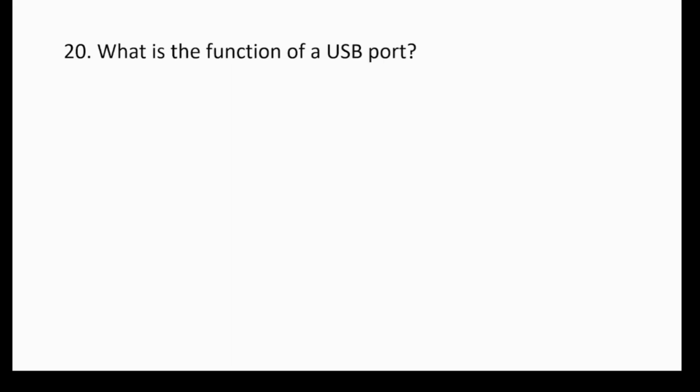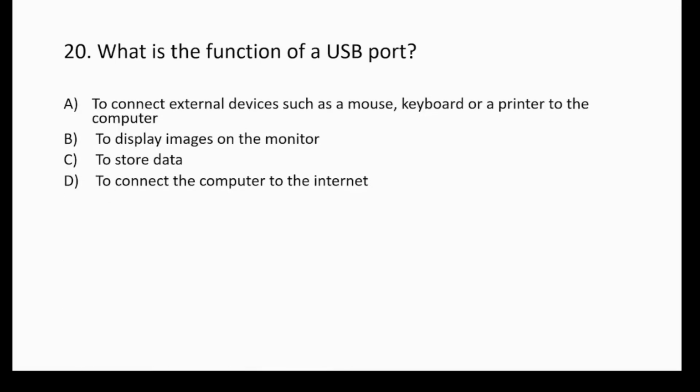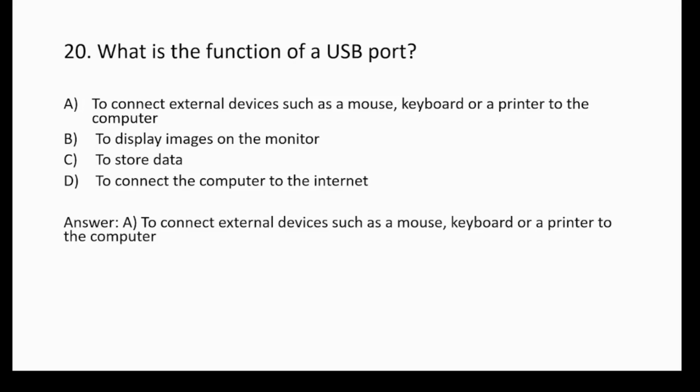Question number 20. What is the function of a USB port? Option A, to connect external devices such as mouse, keyboards or a printer to the computer. B, to display images on the monitor. C, to store data. D, to connect the computer to the internet. Correct answer is to connect external devices such as mouse, keyboard or printer to the computer.